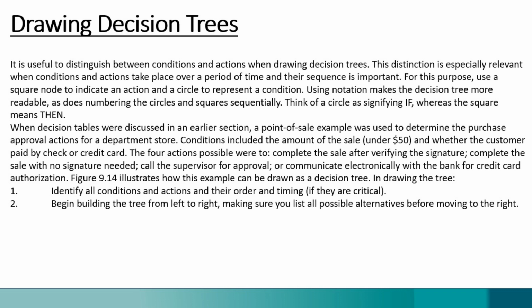When decision tables were discussed in an earlier section, a point of sale example was used to determine the purchase approval actions for a department store. Conditions included the amount of the sale, under $50, and whether the customer paid by check or credit card. The four actions possible were to complete the sale after verifying the signature, complete the sale with no signature needed, call the supervisor for approval, or communicate electronically with the bank for credit card authorization. Figure 9.14 illustrates how this example can be drawn as a decision tree.